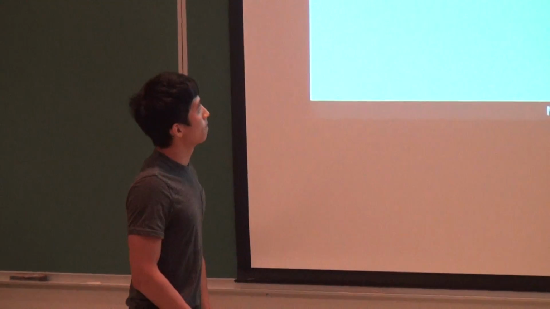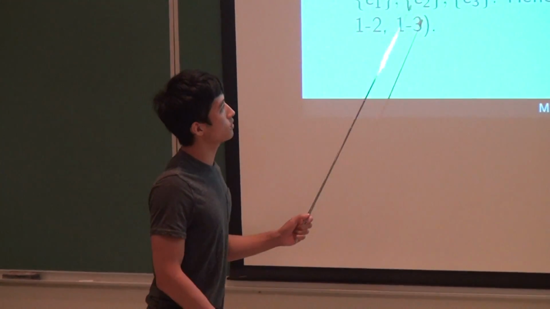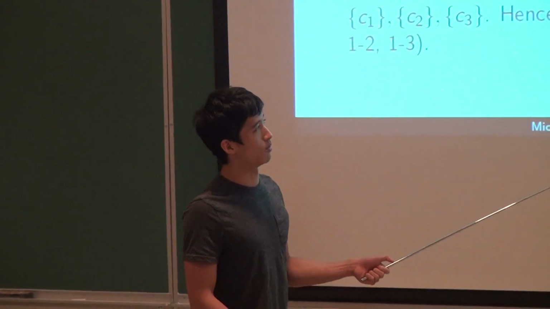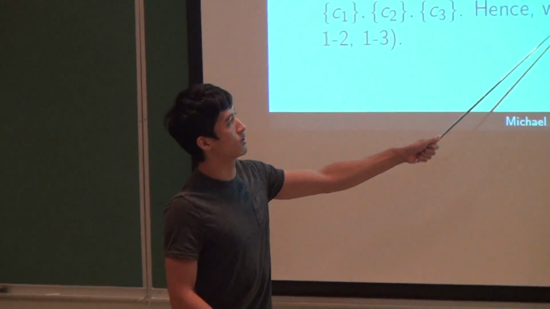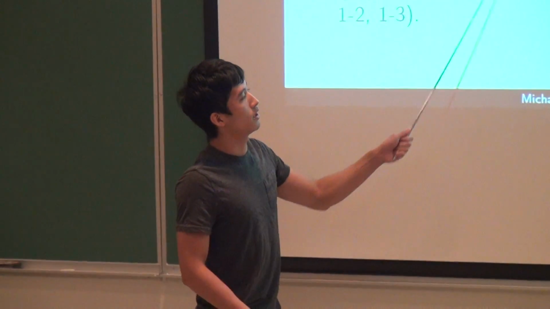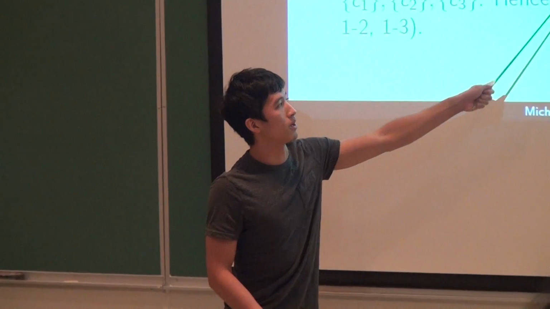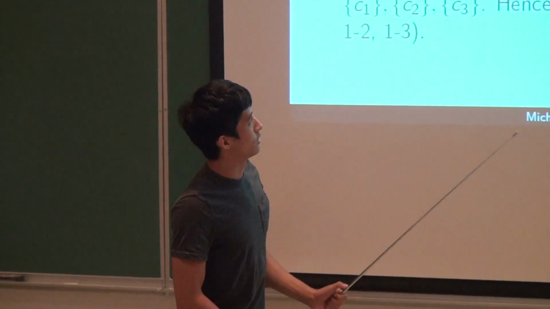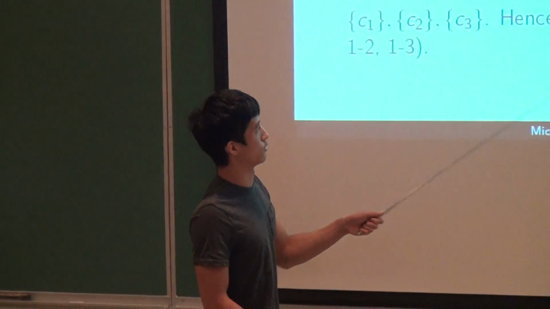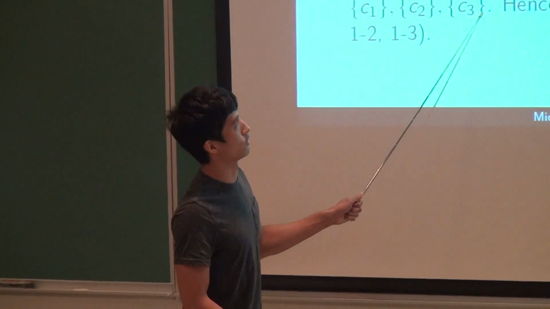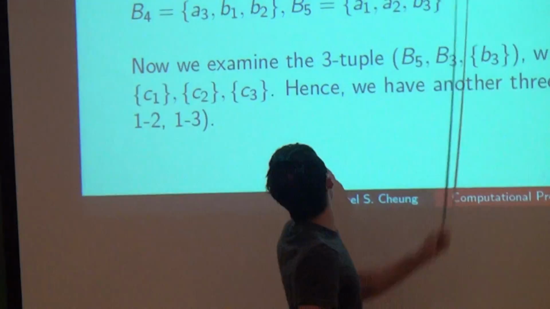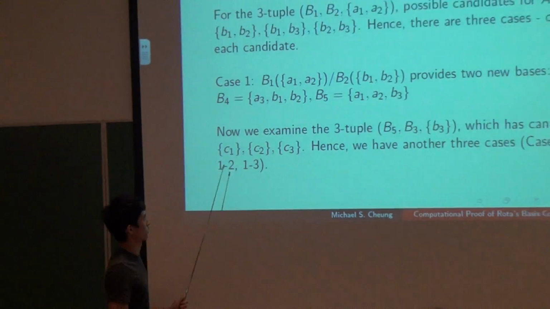And so continuing with case 1, if you examine another 3-tuple, basis 5, basis 3, basis 5 being this new basis that we just got, and we look at B3 from basis 5, and then we want to swap it for something in basis 3, then it's either C1, C2, or C3 from B. So then we have another 3 cases, case 1-1, 1-2, 1-3.